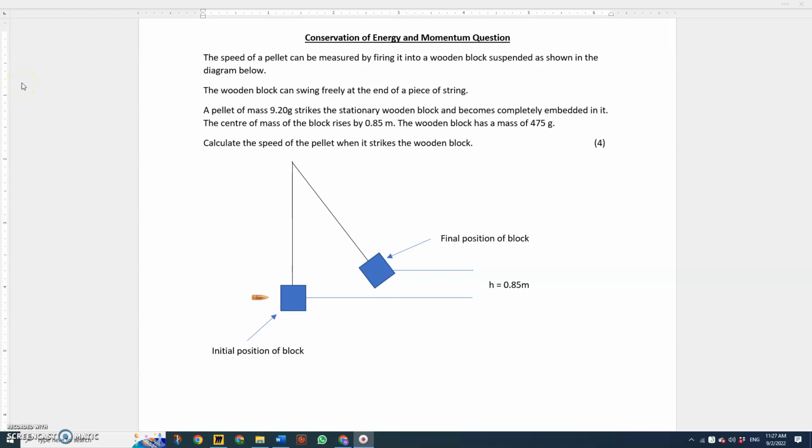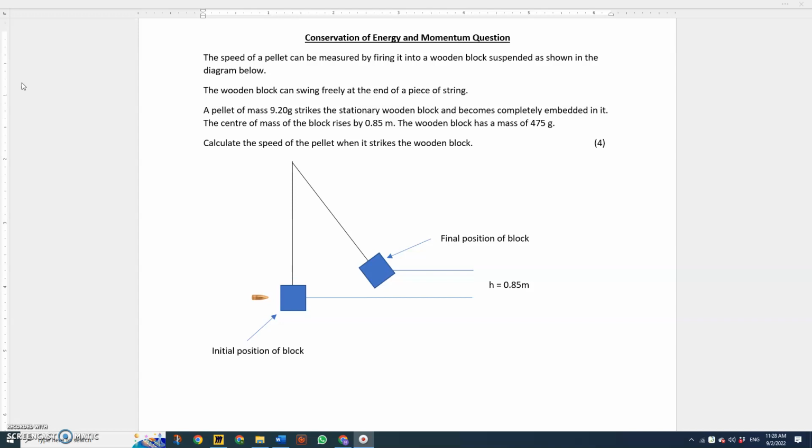Welcome to this video from Derby Physics Tuition, and this is an A-level physics video looking at the conservation of energy and momentum. And this is quite a tricky question. We're going to look at the places where students can go wrong and obviously look at the correct way of solving it. So let's have a look at the question.